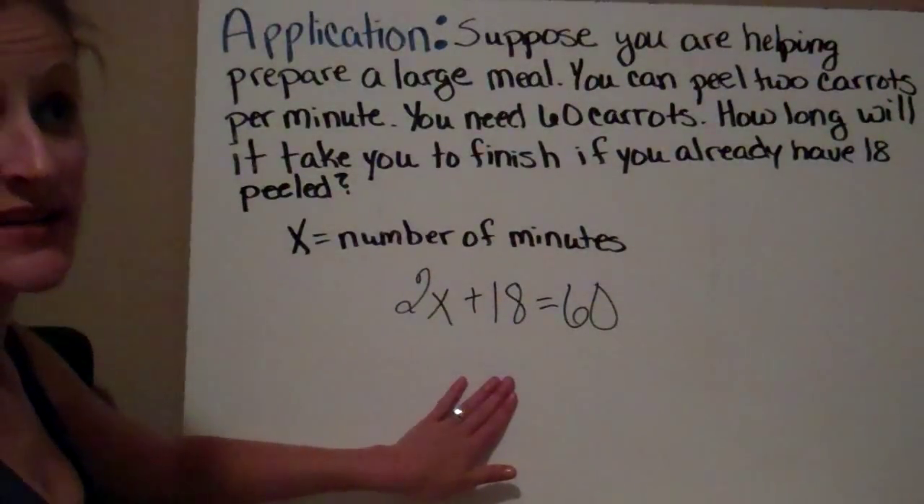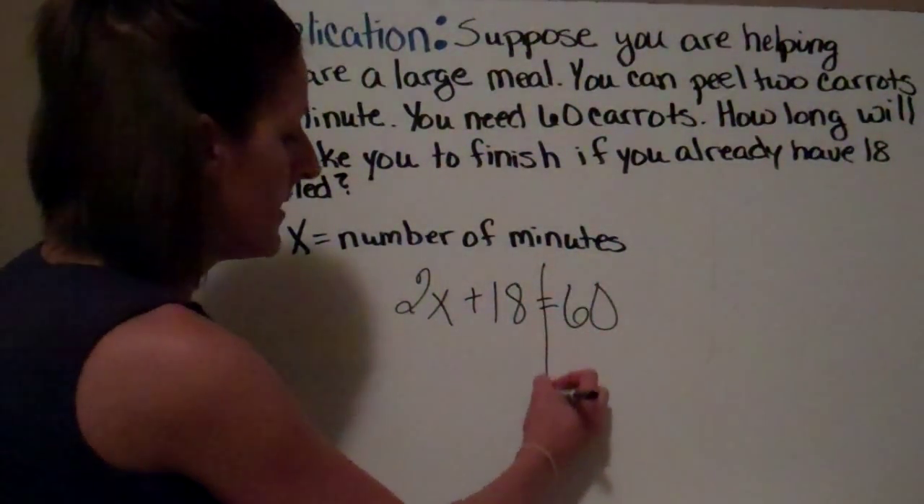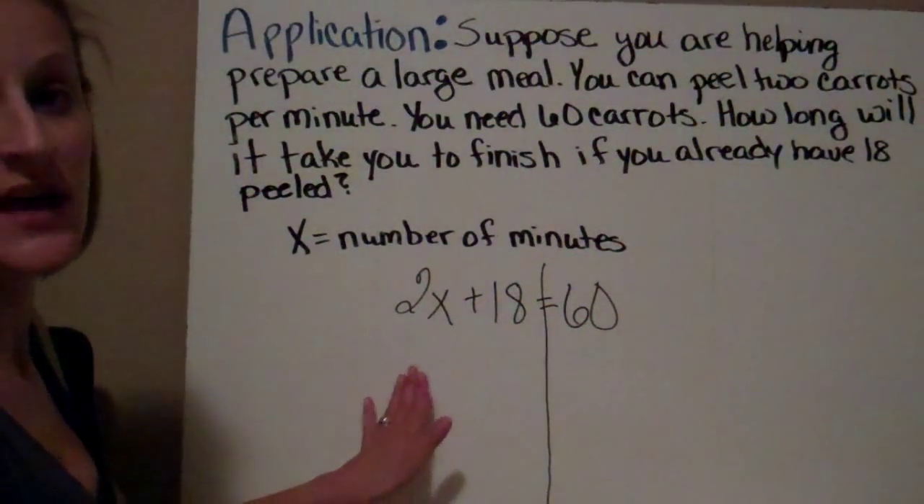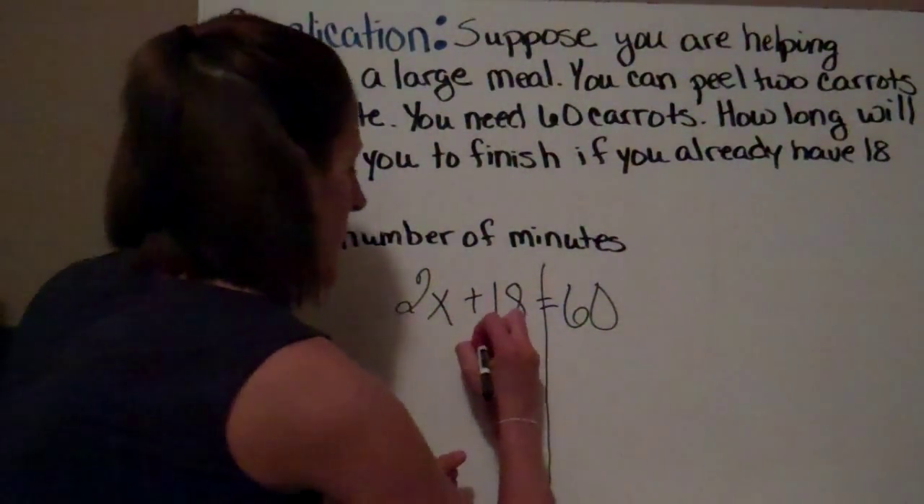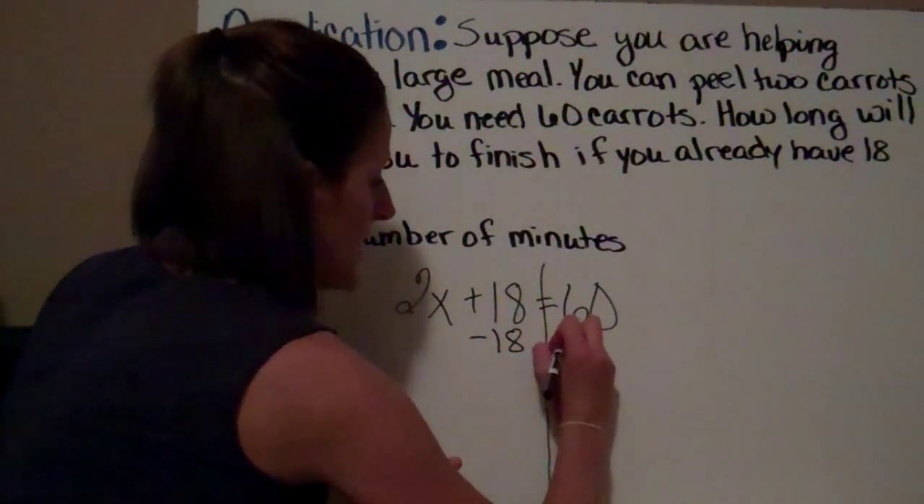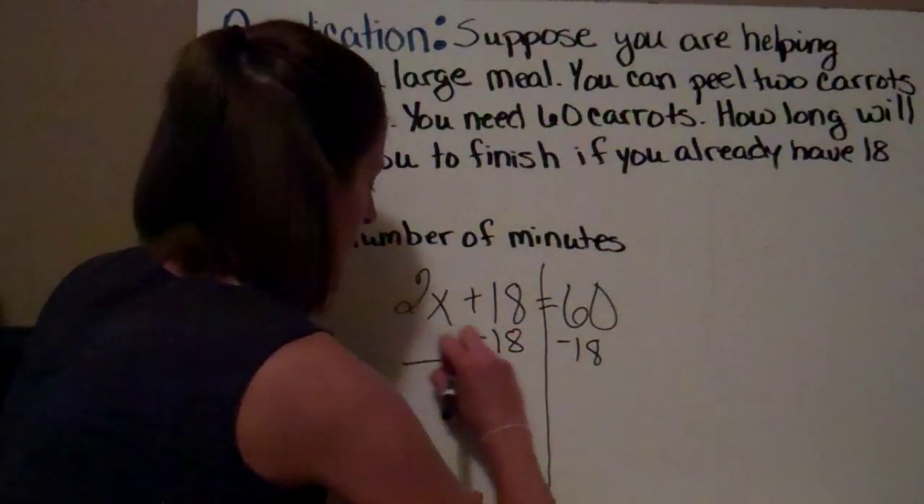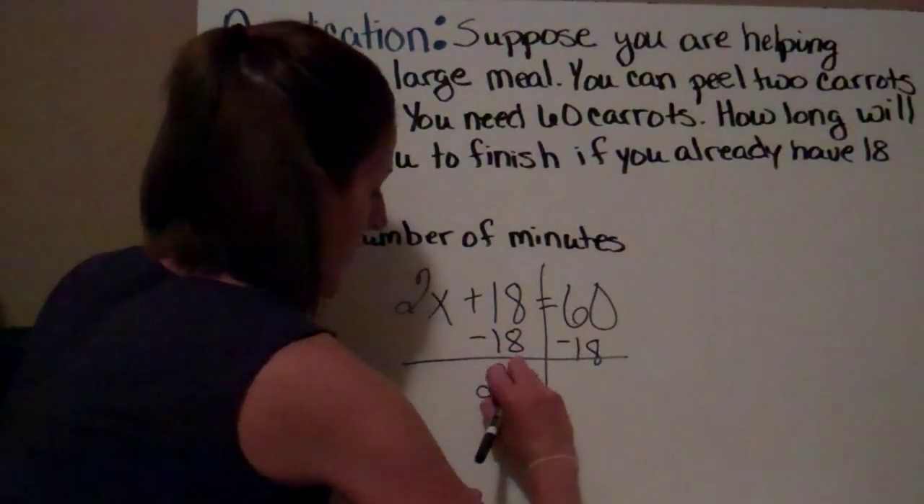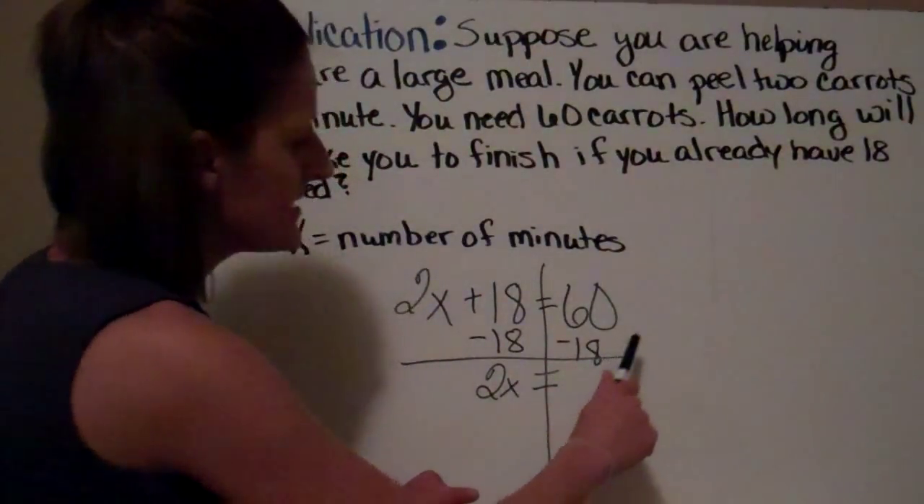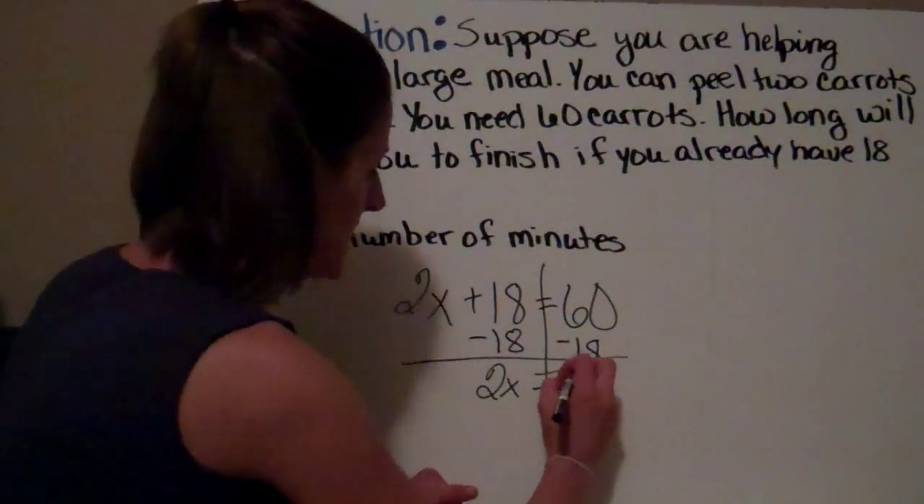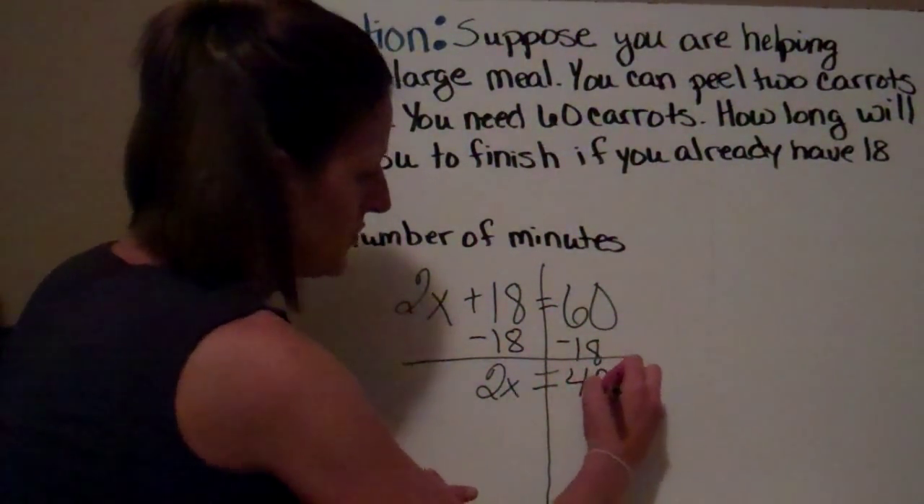Now, first thing we need to do is subtract each side. We need to subtract 18. I'm going to draw my line so I make sure what I do to one side I must do to the other. So I'm subtracting 18 from this side and subtracting 18 from that side. I get 2x over here equals 60 minus 18 is 42.